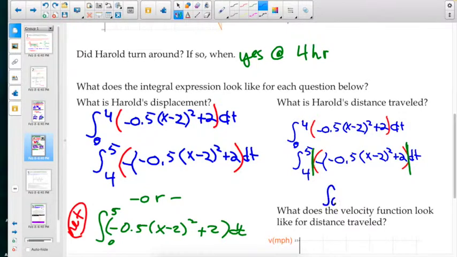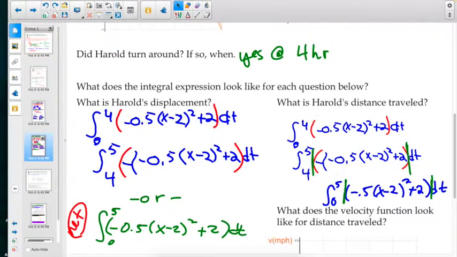So I could have done 0 to 5 of minus 0.5 x minus 2 squared plus 2 dt. And I could have come over here and said, I'm just going to put the absolute value across this whole thing. My positive will stay positive. My negative will flip positive.